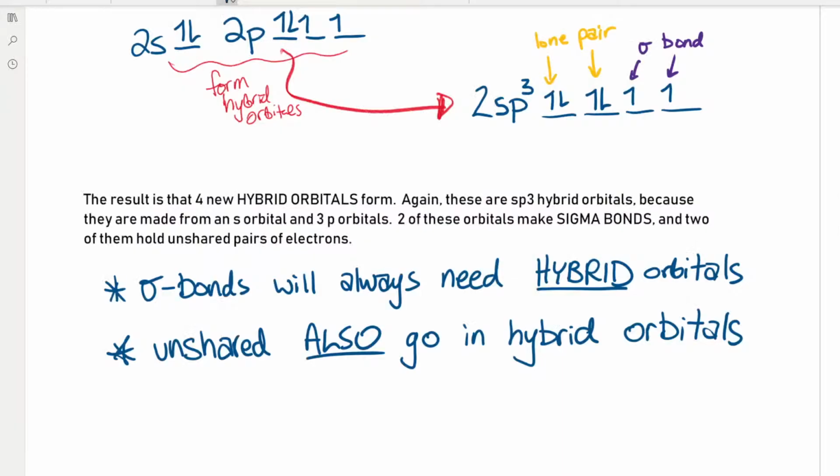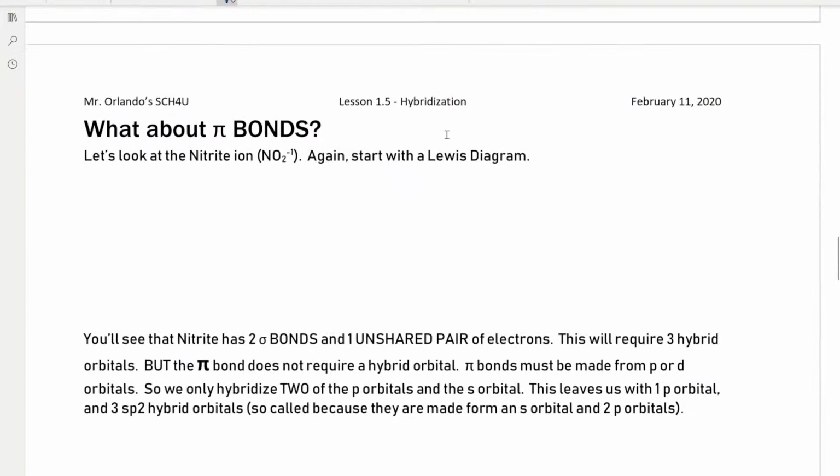Now, why talk about this at all if everything goes in a hybrid orbital? Well, the answer is there's one thing that doesn't go in a hybrid orbital, and that's what we're going to learn about next. We call those, well, the other kind of bond. Sigma bonds go in hybrid orbitals, but pi bonds don't go in hybrid orbitals.